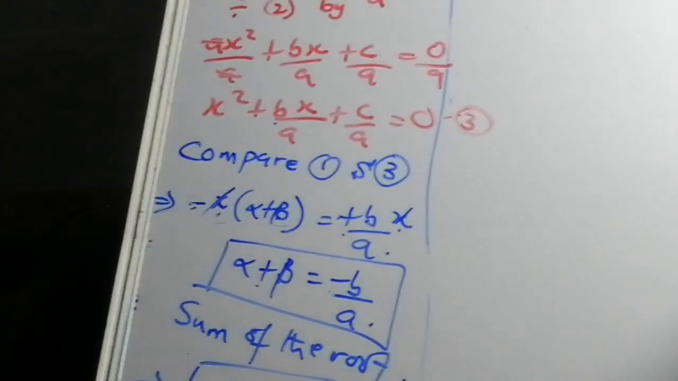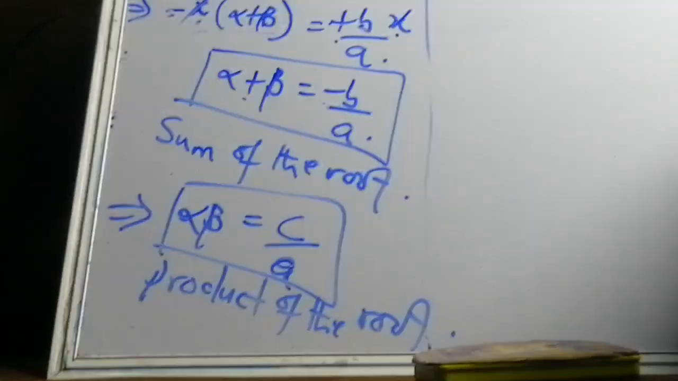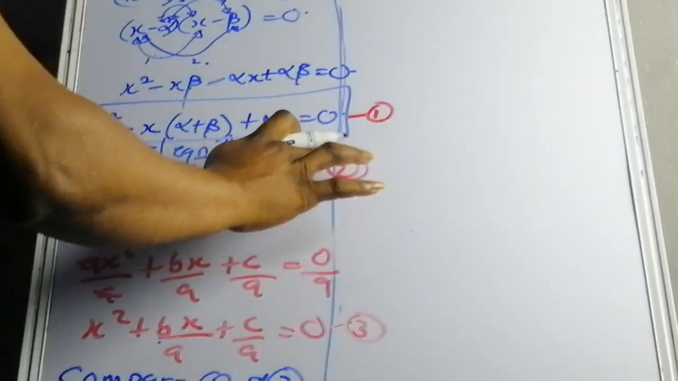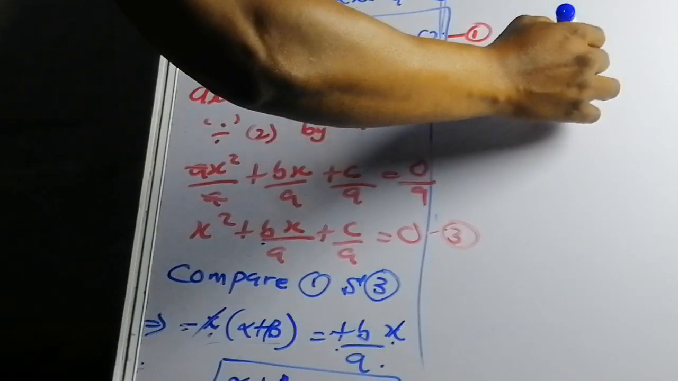And now, if you look at it very well, this is the general equation for 1, that's number 1, the general equation that combines both the sum and the product of the roots. So this is what we call the general equation that combines sum and product of the roots.